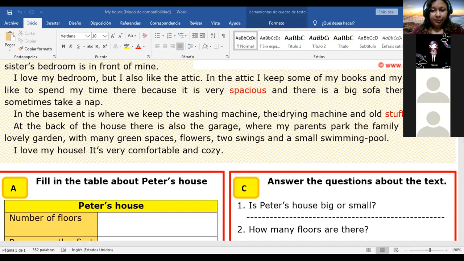At the back of the house, there is also the garage, where my parents park the family car. And a lovely garden with many green spaces. Flowers. Two swings. And a small swimming pool.